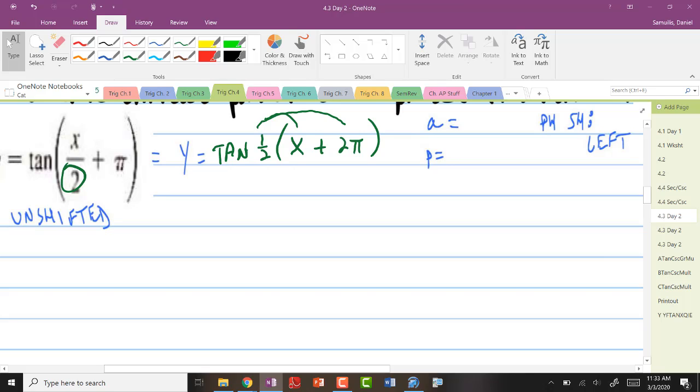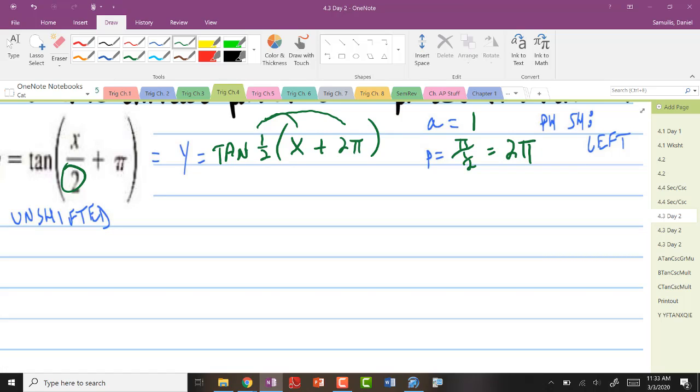What's the amplitude? They didn't say anything. There isn't an amplitude, but 1 is going to be our little value that gives shape to the graph. What's the period? Well, it's pi over a half, which is 2 pi. What does that become? Now, this is where we have to think, guys. I'll reference again after we're done.